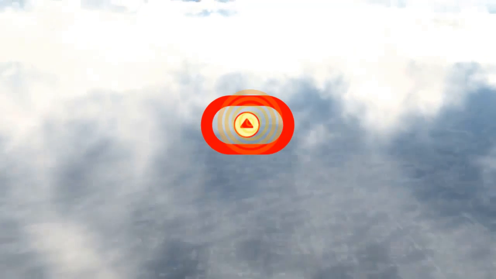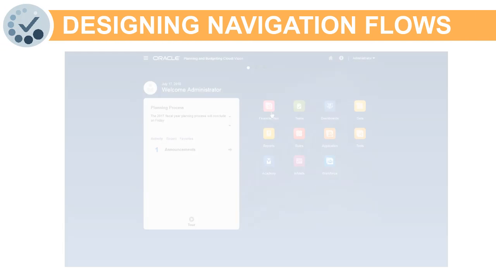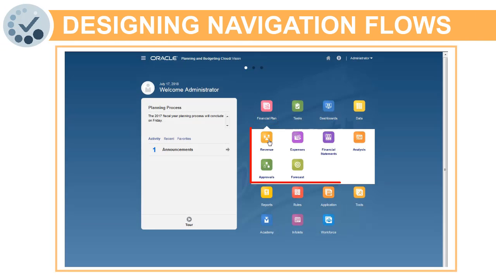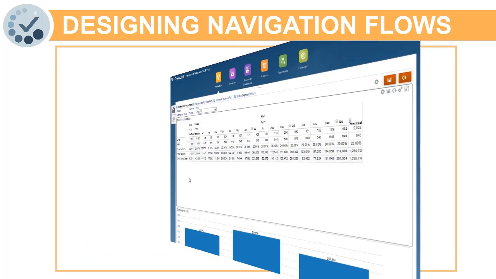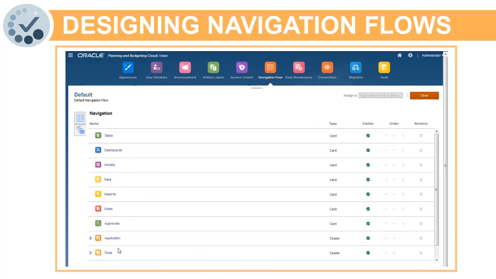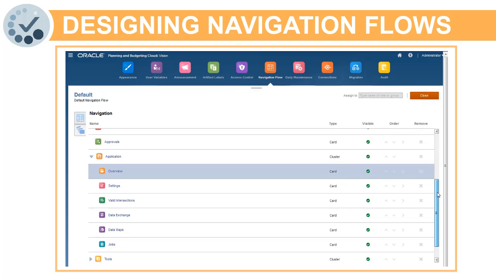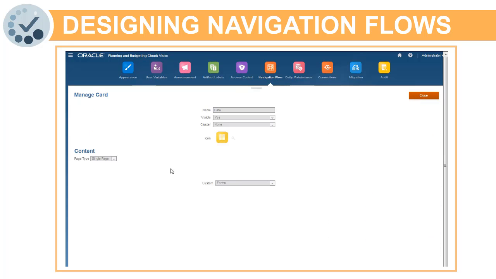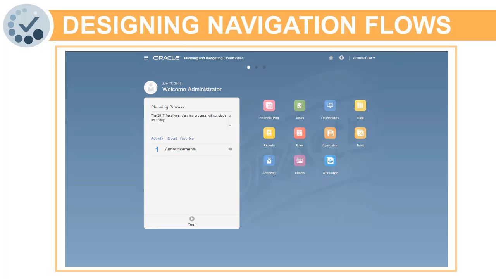In this tutorial, we'll show you how to customize navigation flows in Oracle Planning and Budgeting Cloud. Navigation flows are comprised of clusters, cards, and tabs that allow a user to complete planning tasks. Planning application designers can create navigation flows that control how roles or groups interact with either a local application or an application you can connect to.